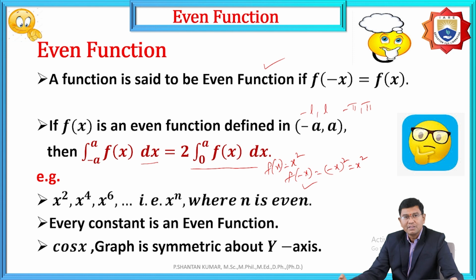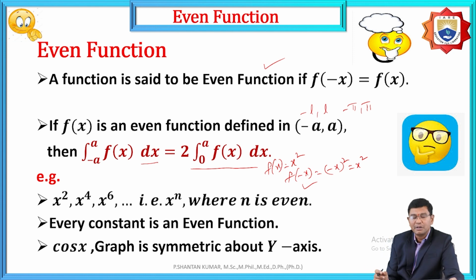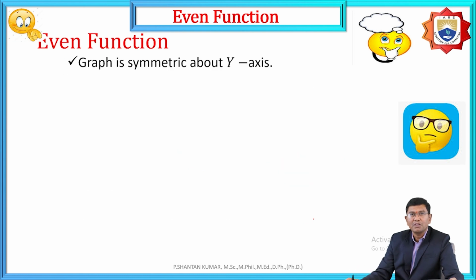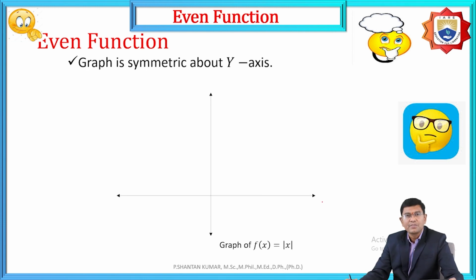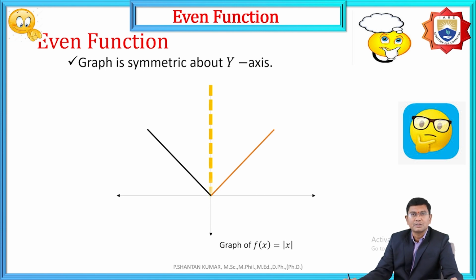The graph of cos x is symmetric about the y-axis. If a function is even, its graph is automatically symmetric about the y-axis. For example, observing the x-axis and y-axis, the function f of x is mod x, which is always an even function. The graph of an even function clearly shows symmetry about the y-axis. By taking any even function and drawing its graph, it clearly shows symmetry about the y-axis.